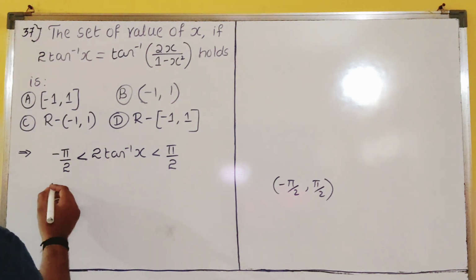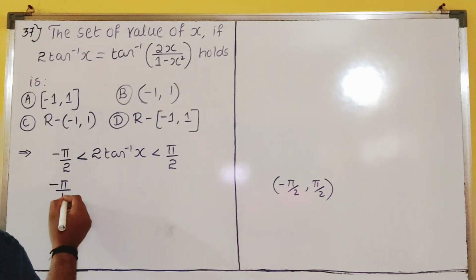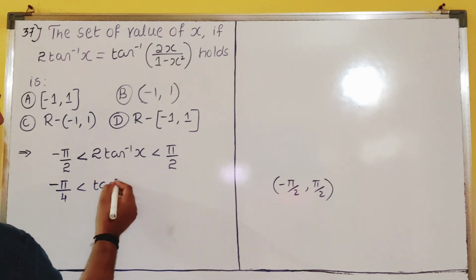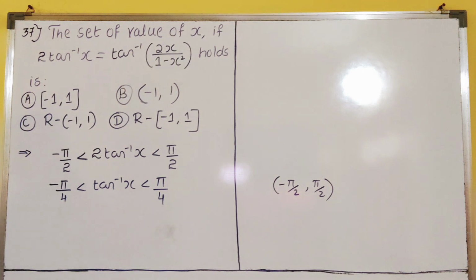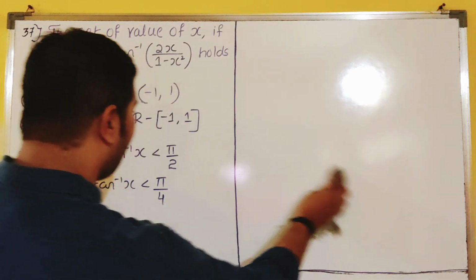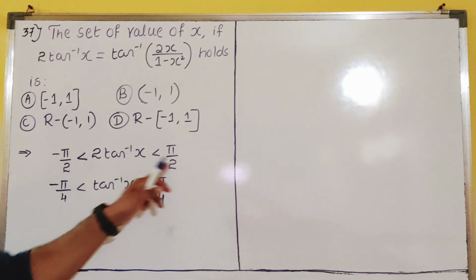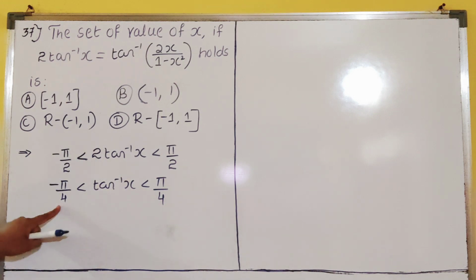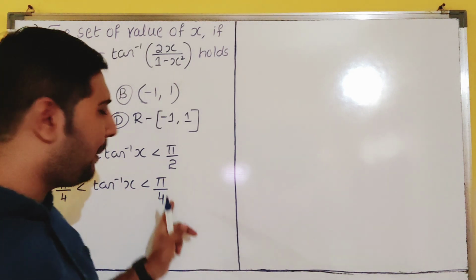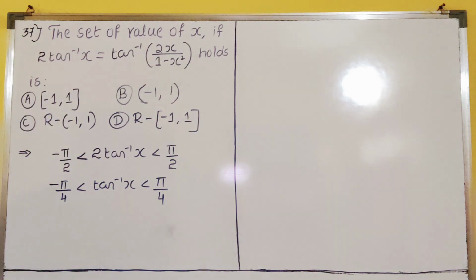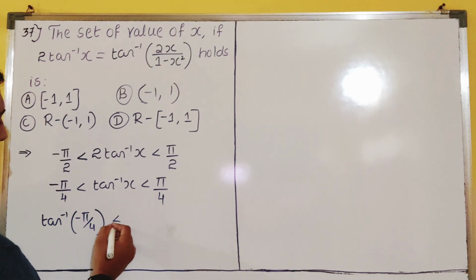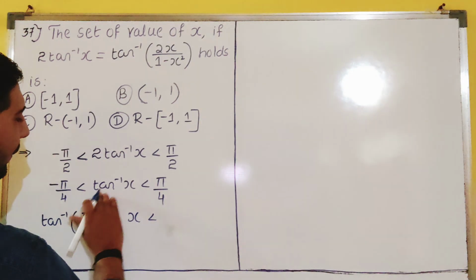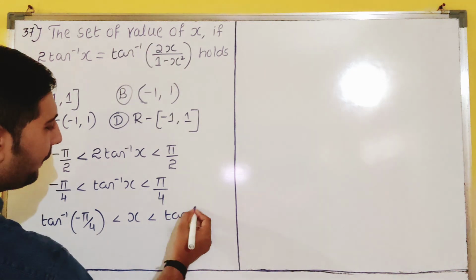So now see here. Dividing by 2, that is minus pi by 4, tan inverse x, and this is pi by 4. Fine. I have divided this whole equation by 2, so that will be minus pi by 4, tan inverse x, pi by 4 we got. Take tan inverse to this side. I think most probably you have got the answer also.